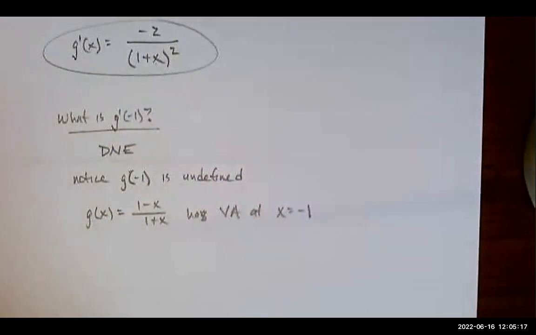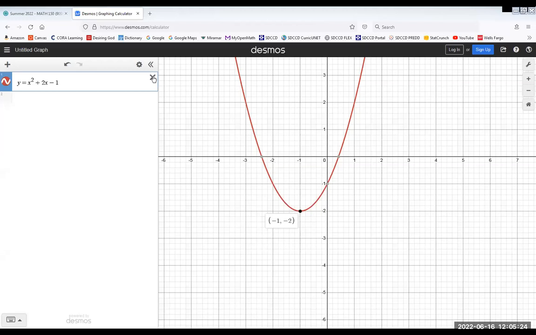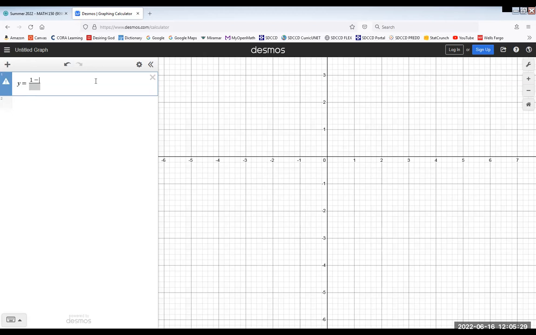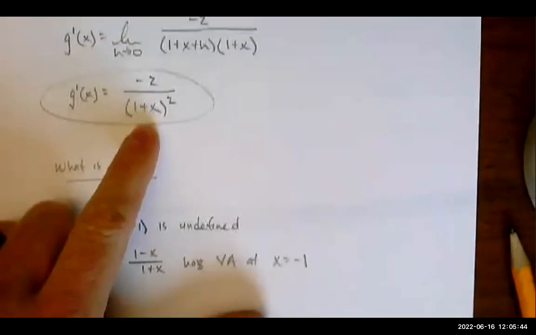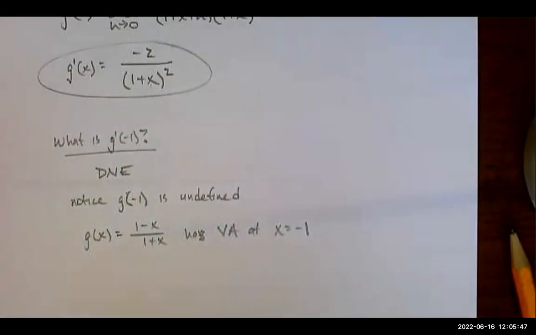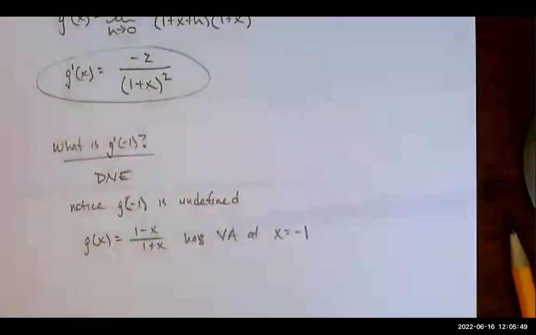I've got to graph this. Okay, really fast, let's try it out. 1 minus x over 1 plus x. Yeah, so with that vertical asymptote at negative 1, certainly the derivative won't exist there, and it works out that way in the formula. Pretty nifty. So it's not even that we have to remember it. It's just there for us. We can't do it even if we wanted to.